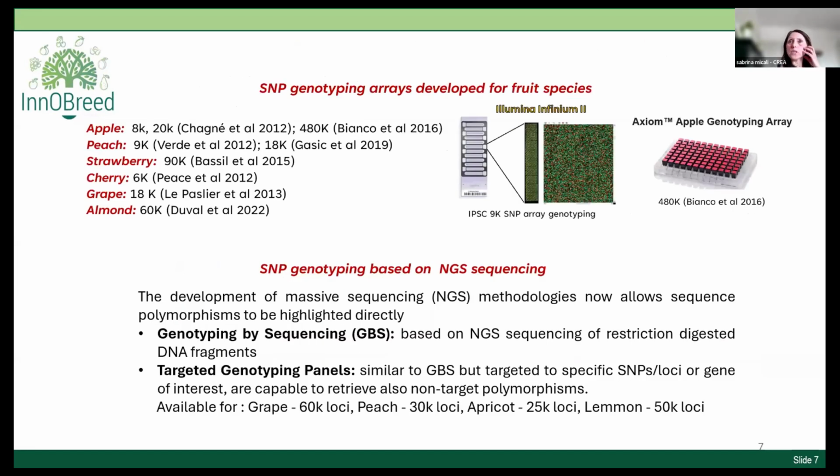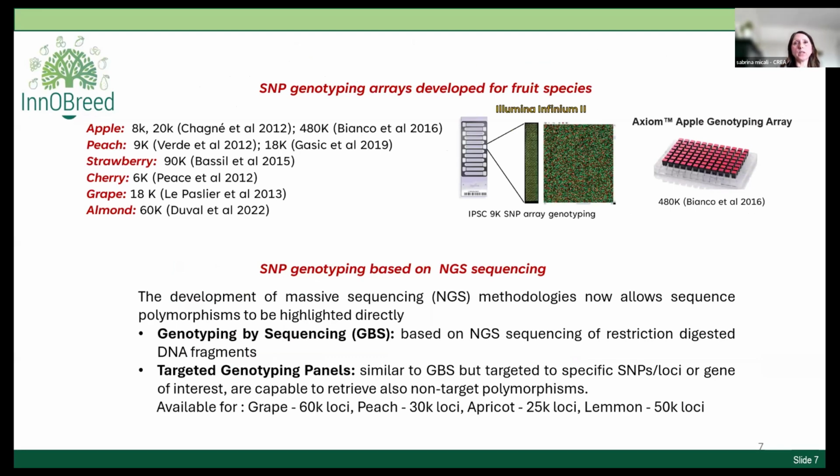Also for SNPs, many platforms and resources have been developed, either as arrays of SNPs that work with hybridization, that were developed in apple, peach, strawberry, cherry, grape, and almond.